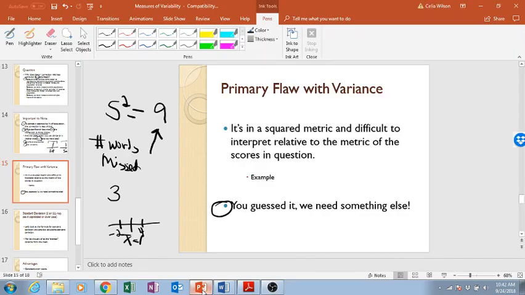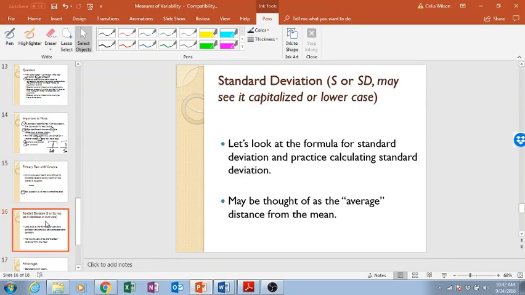Okay, we're going to move on to our last measure of spread outness, and that measure is standard deviation. If you remember, the primary flaw with variance is that it's hard to interpret, hard to get a real meaning for the reader. We know that variance is a measure of spread outness, but if we want a context for it, we need to do something else. And that something else is just simply unsquare it. We're going to unsquare the variance, and when we do, it becomes standard deviation.